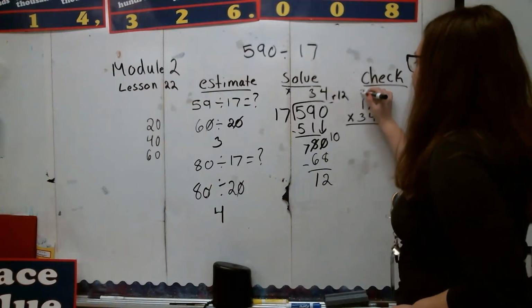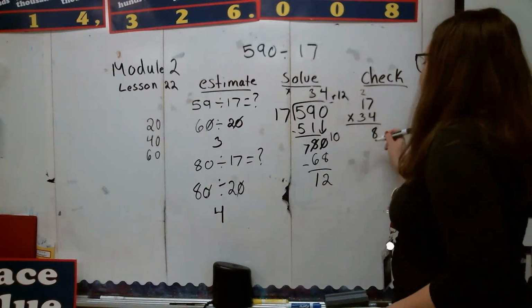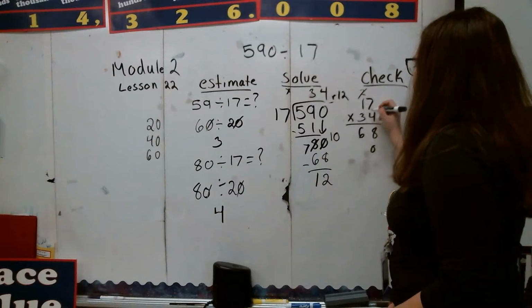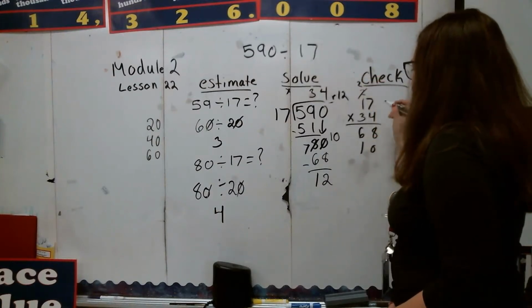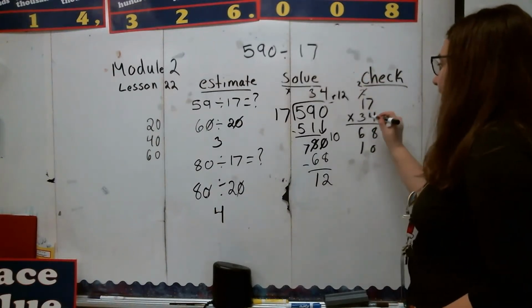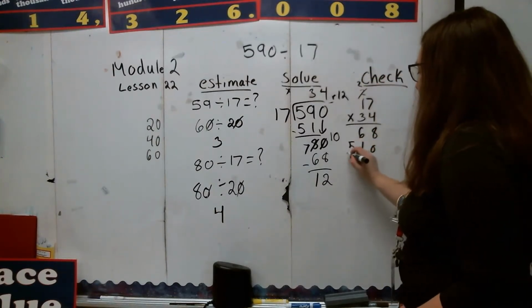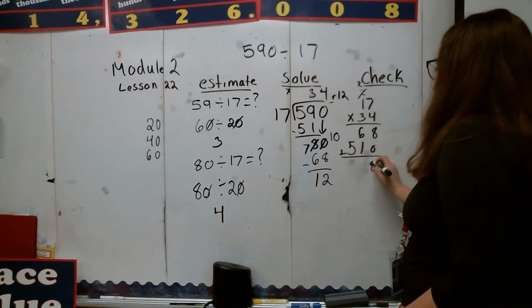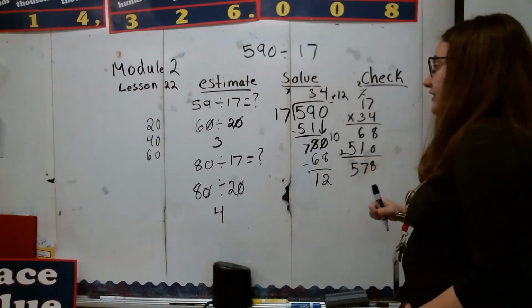So 7 times 4 we said is 28, 1 times 4 is 4, and 4 plus 2 is 6. Add that 0, then 3 times 7 is 21, and 3 times 1 is 3 plus 2, which is 5. So I have my 2 partial products, and then I add everything up for 578.